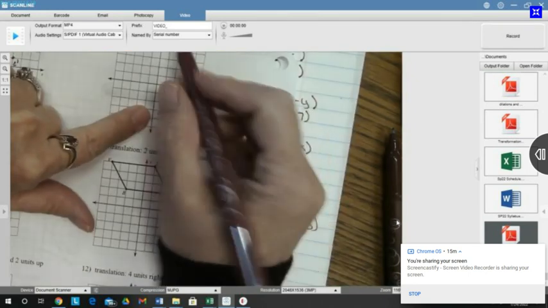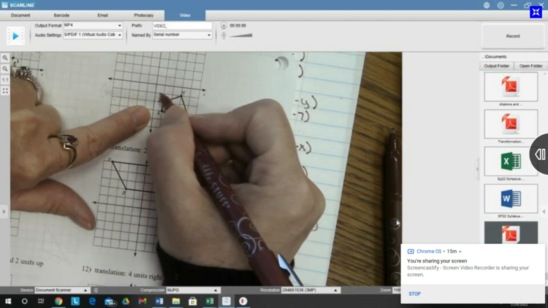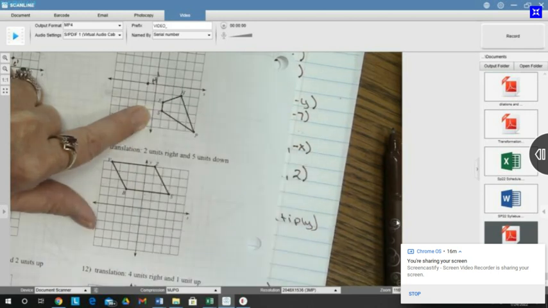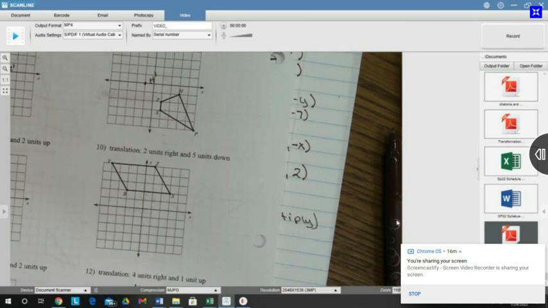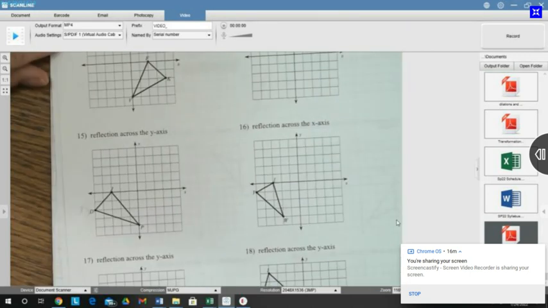Translating 4 units left and 1 up. So here I'm going to start you out with H. 1, 2, 3, 4. H prime. Okay. You should have no problems with the translations.